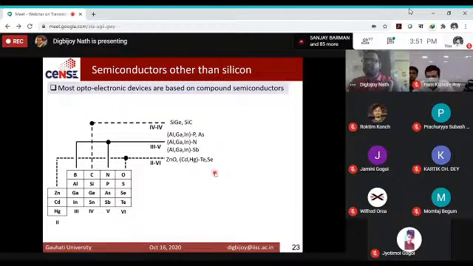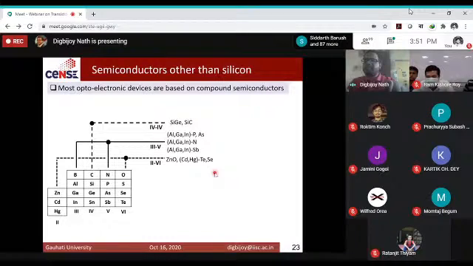And they have their own applications, their own properties. Their properties are very different from that of silicon, and they are useful in different applications where silicon cannot do the job. For example, silicon cannot emit light. Because silicon cannot emit light, you cannot make LEDs or laser diodes with silicon. So that is a different kind of material.